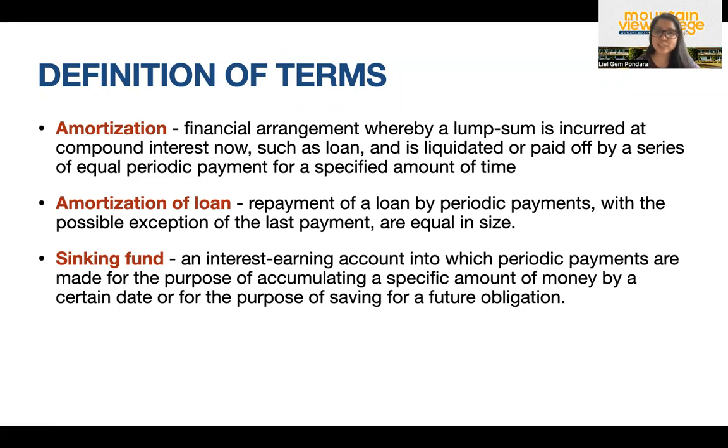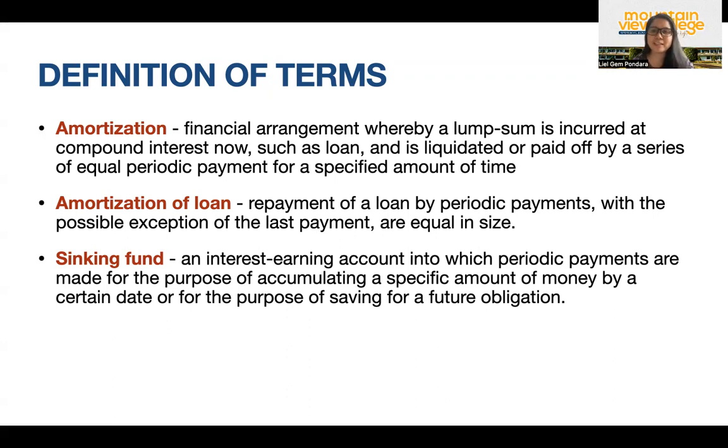Now, what is amortization of loan? It's the repayment of a loan by periodic payments, with a possible exception of the last payment, that are equal in size. For example, you will pay for 12 months, so you'll pay $599 from the first month till the 11th month. But there's a possibility that in the last month, your payment will be lower than $599 because you'll only pay the remaining balance.